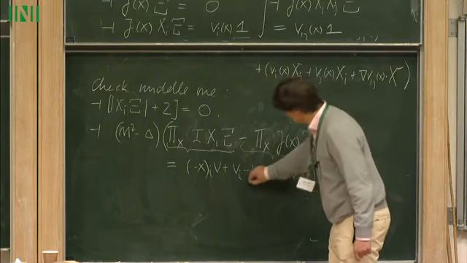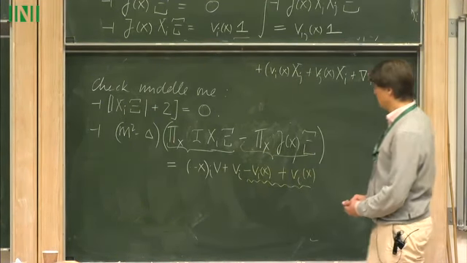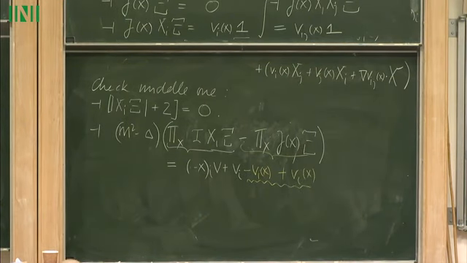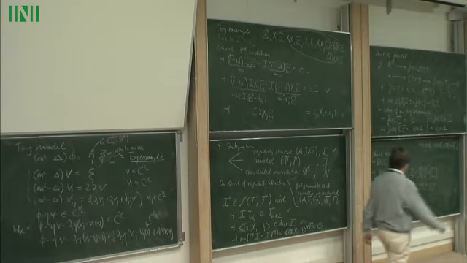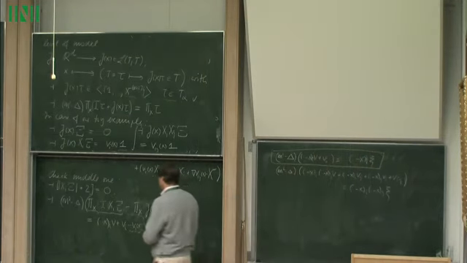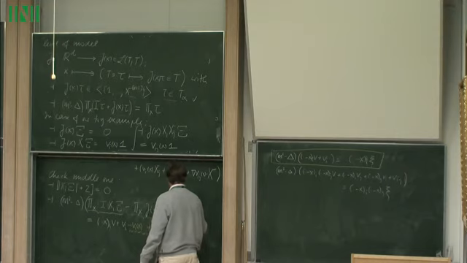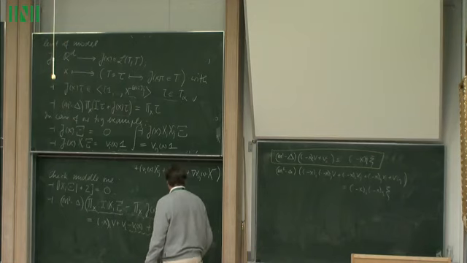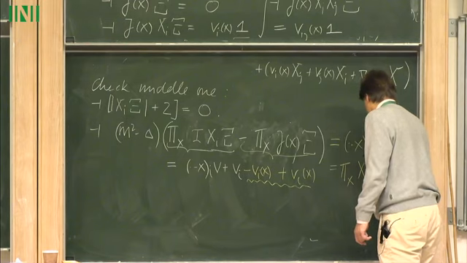So these two terms cancel, and therefore, on the other blackboard, this equation kicks in, and we get that this is equal to minus I xi, which is, again, by definition of the model, pi x applied to xi times capital Xi.